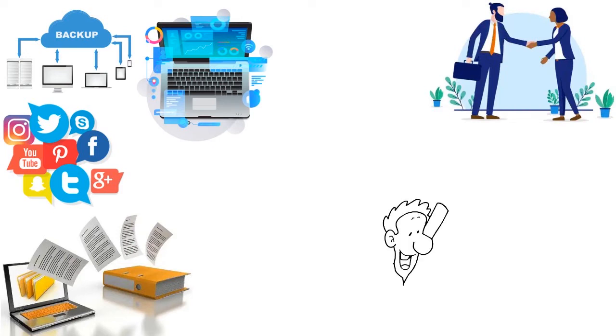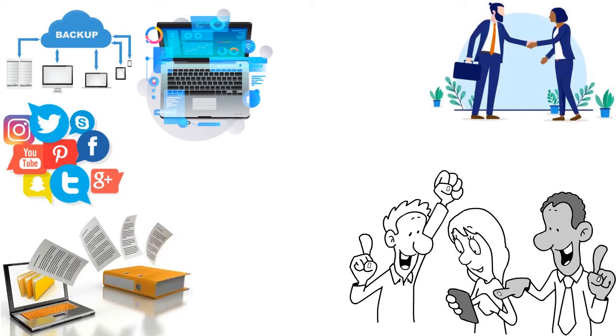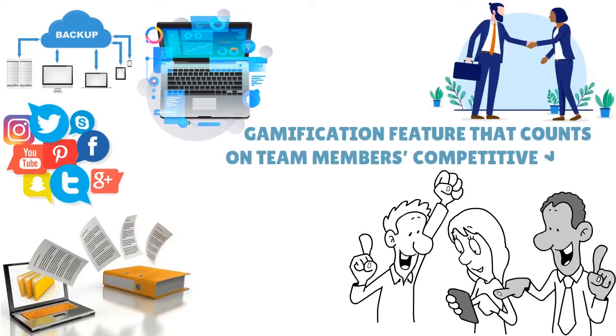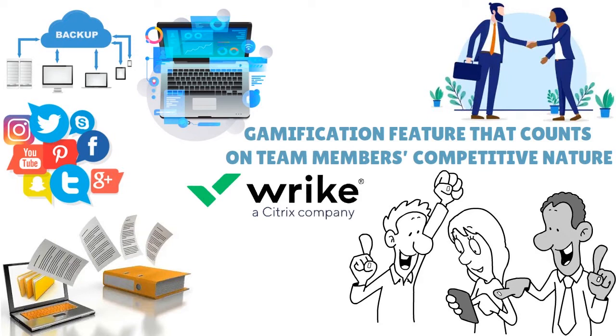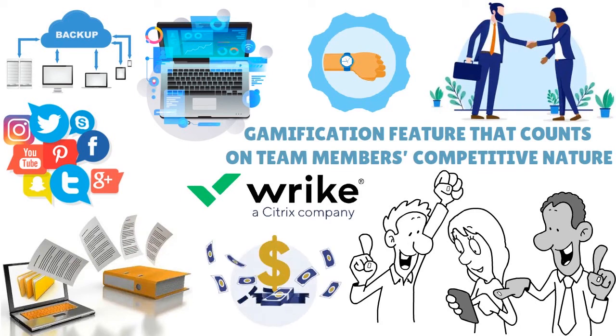And ClickUp has a native messaging feature allowing users to instantly connect with other team members for improved cooperation, whereas Wrike users need to install a third-party messaging app. And ClickUp has a gamification feature that counts on team members' competitive nature to increase productivity in the workplace, and this feature is not available in Wrike. And also, ClickUp has an overtime calculation feature to ensure employees get proper compensation for extra hours and prevent payroll discrepancies and disputes. And Wrike doesn't have this feature as of the date of this show.